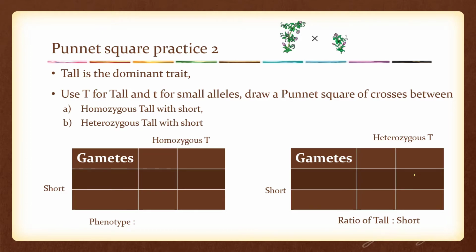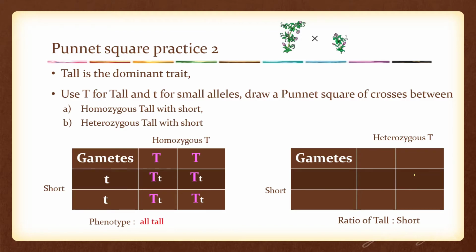Now, I trust that you have attempted the question. So let us take a look at part A, where we cross the homozygous tall plant with the short plant. The alleles on the gametes of the parents will be as such. Homozygous means both the alleles are the same, capital T and capital T. For the short plant, because it's a recessive trait, they must be homozygous, so small letter t, small letter t. The genotype of all the offspring will be the same, capital T and small letter t. So their phenotype will be, all of them will be tall.